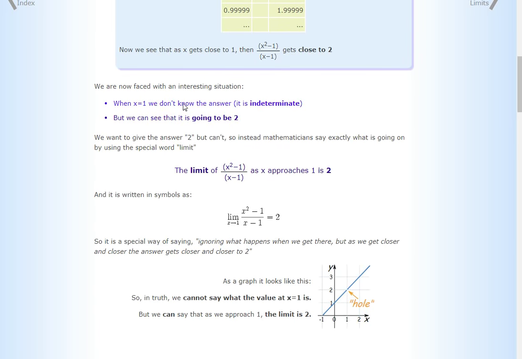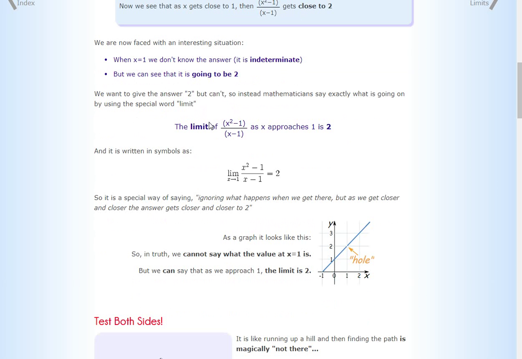So now we have this interesting situation. When x equals 1, we don't know what the answer is. It's indeterminate. But we can see that it's going to be 2 because that's what it's getting closer and closer to. You want to say the answer is 2, but you can't. That's not mathematically correct. So instead, we're going to use that special word of a limit. Okay, so the limit of x squared minus 1 over x minus 1 as x approaches 1 is 2. And then this is how we write it with symbols.